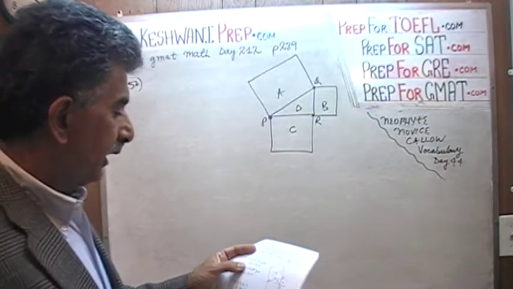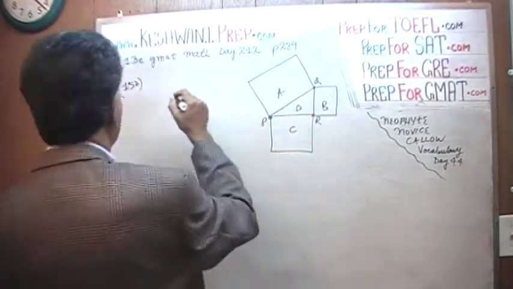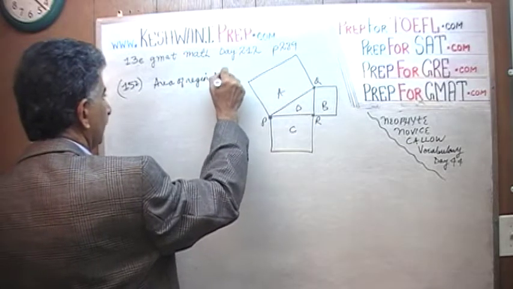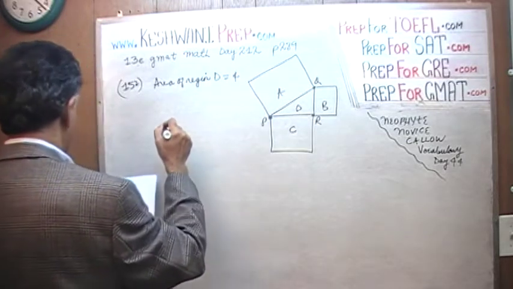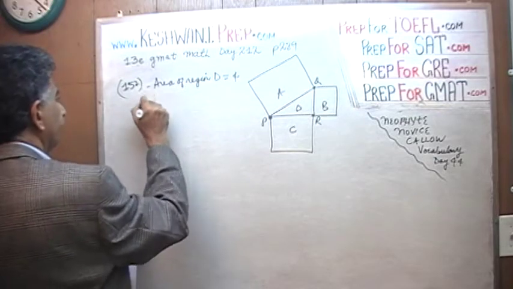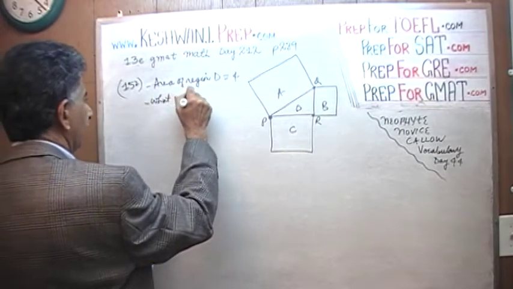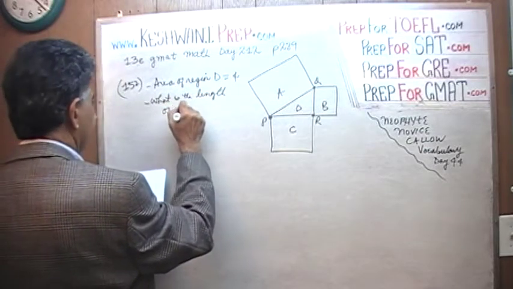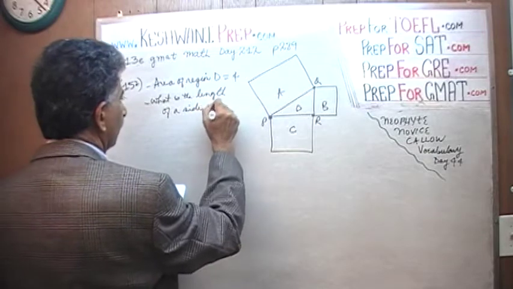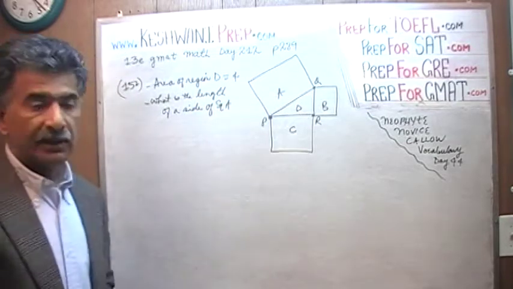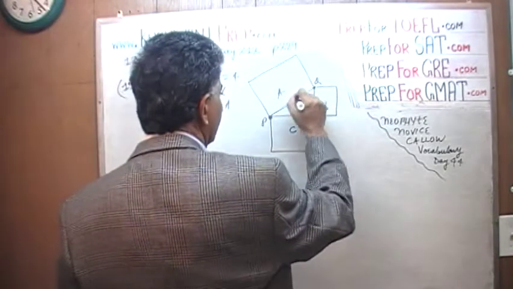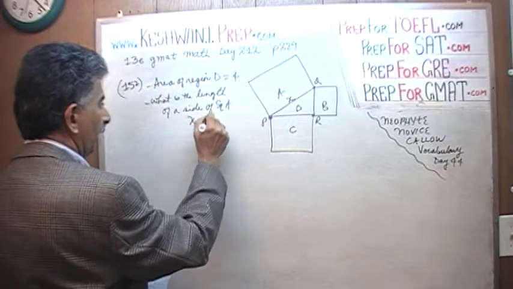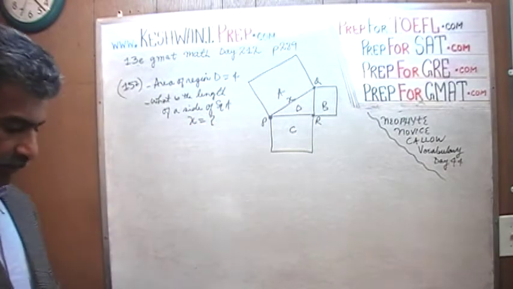We are told that the area of the triangular region D is 4. The question is, what is the length of a side of square A? A side of square A is this side right here from P to Q. Let's call it X. So we want to find out what X is. The question simply is, how much is X? That's the question. Let's see what they tell us.